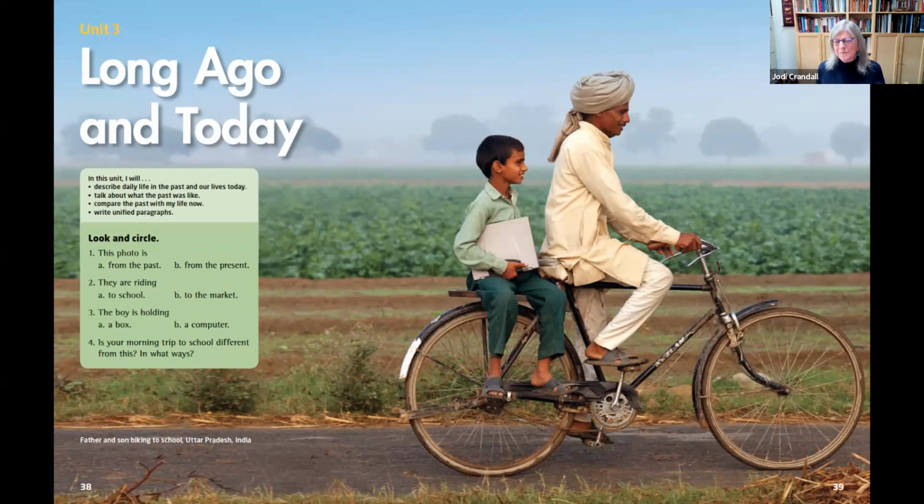Here we have a man dressed in traditional garb in India, and we have riding on the back of the bicycle a young boy who's carrying a laptop computer. What does that mean to them? Do they see some differences here? How does it relate to their own lives? And so they're going to have a chance from this now to go into looking at what daily life looked like in the past and how it looks like today, and to have a chance to talk about that, and then actually to compare the past with their life now.